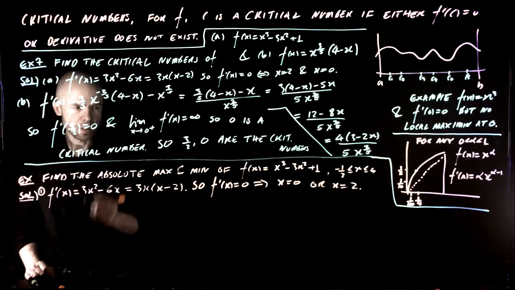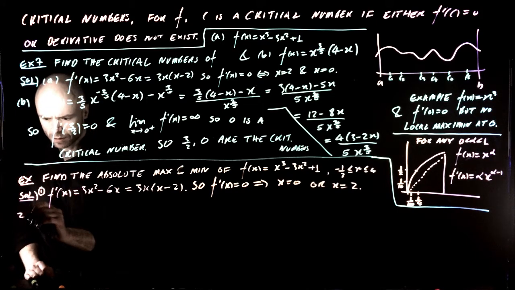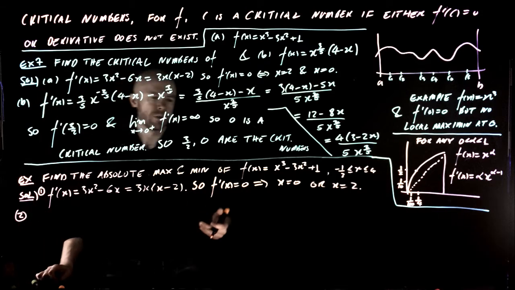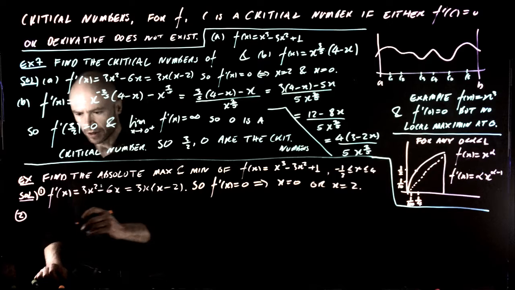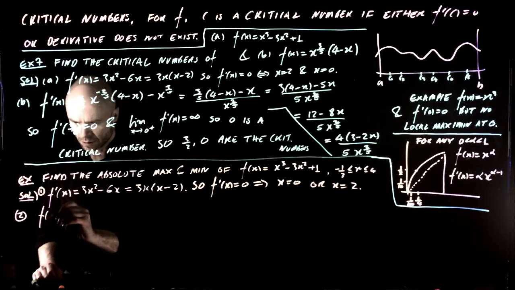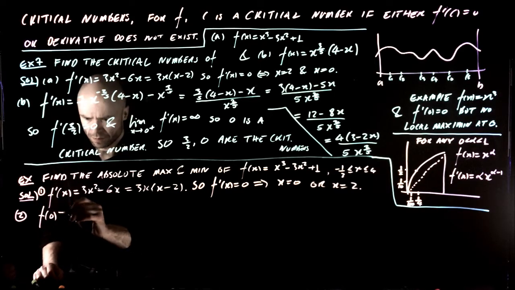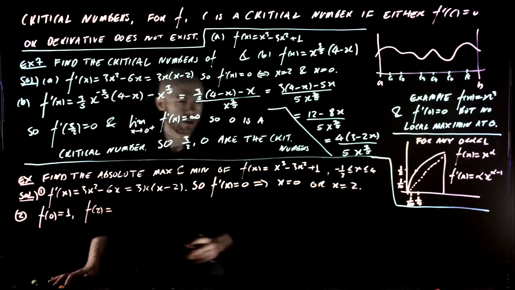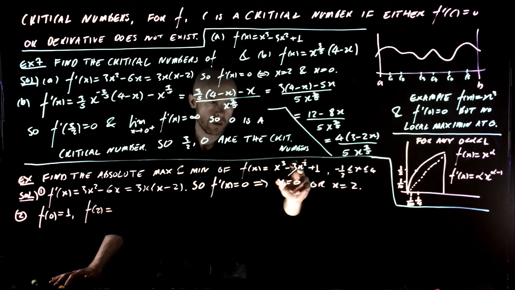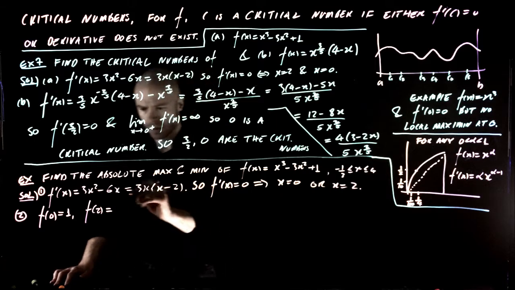Okay. Now that we found the critical numbers, we're going to plug those critical numbers into our function, and we're also going to plug in the endpoints, and we're going to see what we get. So f of 0 is easy. It's just going to be 1. F of 2, what are we going to get? We're going to get 8 minus 12 plus 1. So 8 minus 12 is minus 4 plus 1, so it's minus 3.